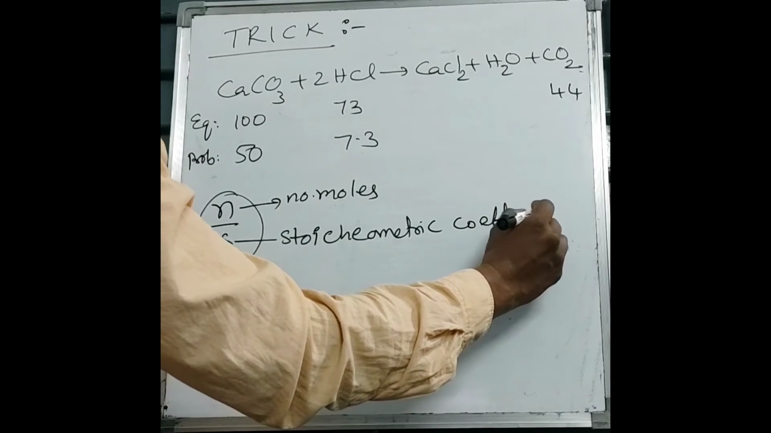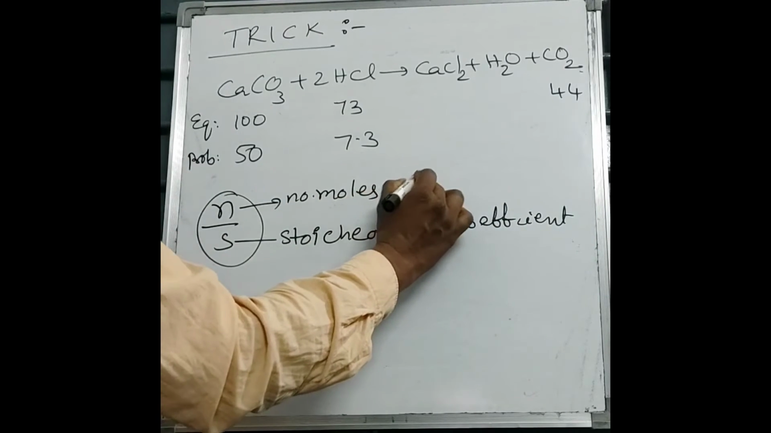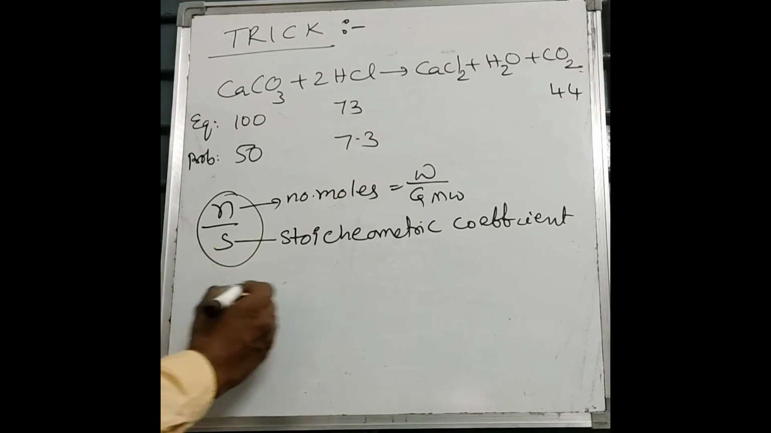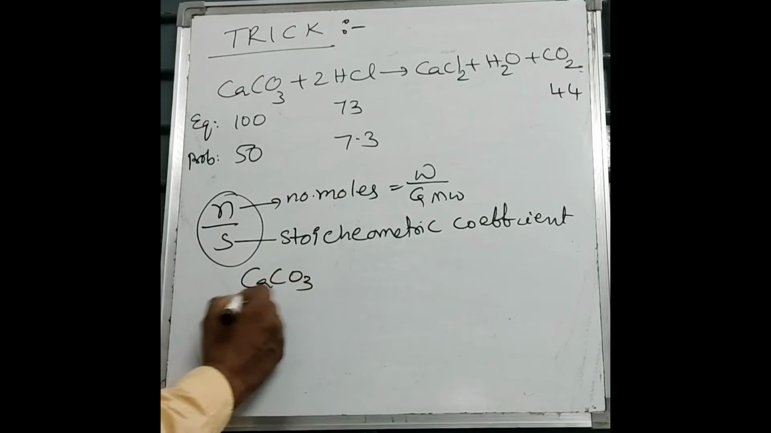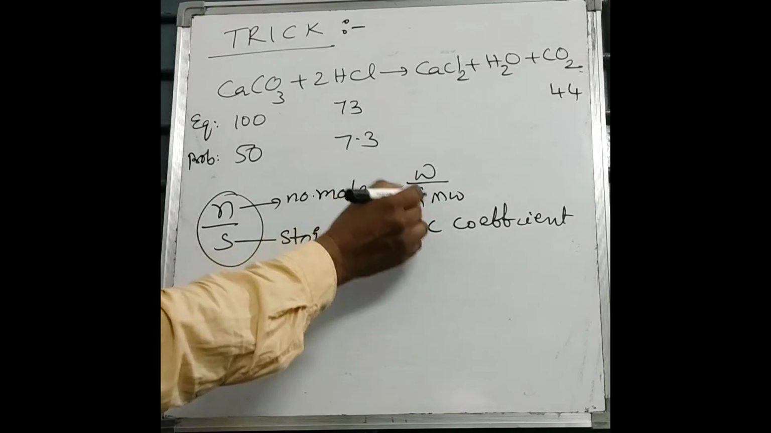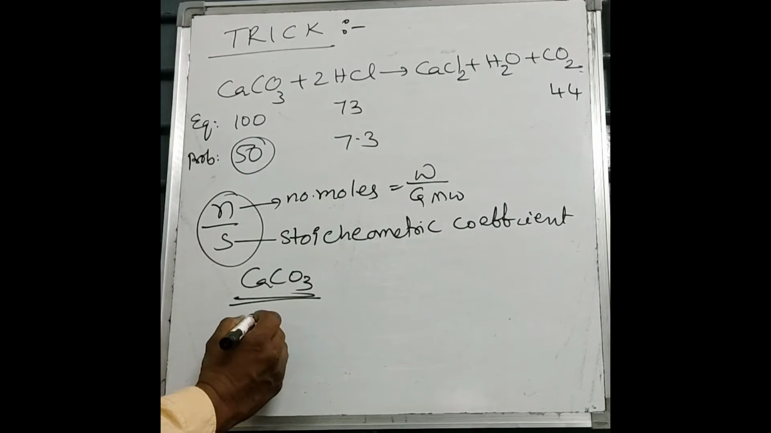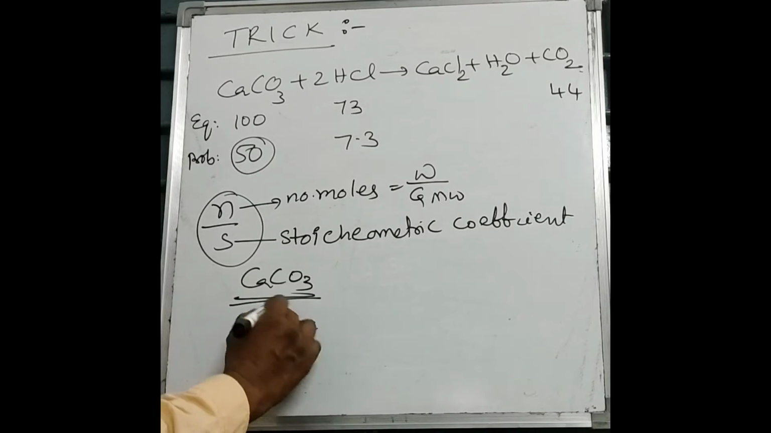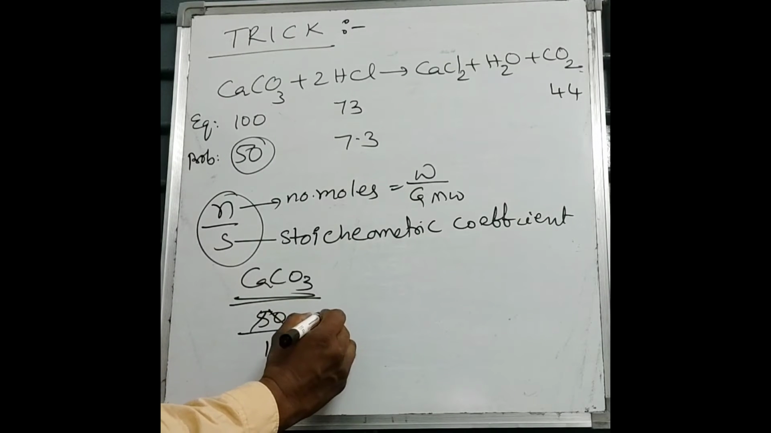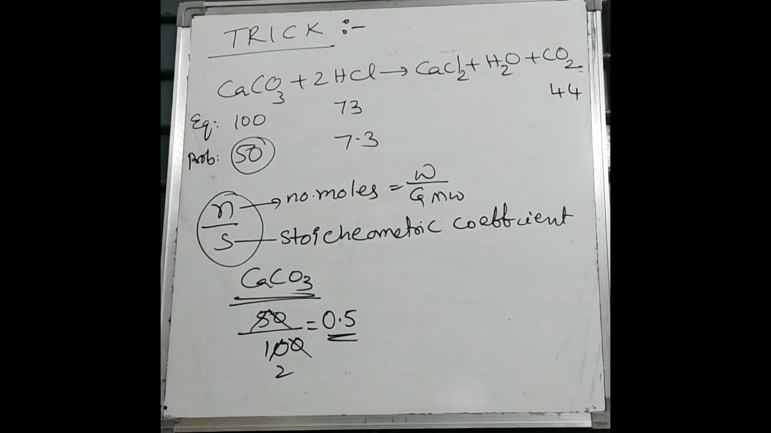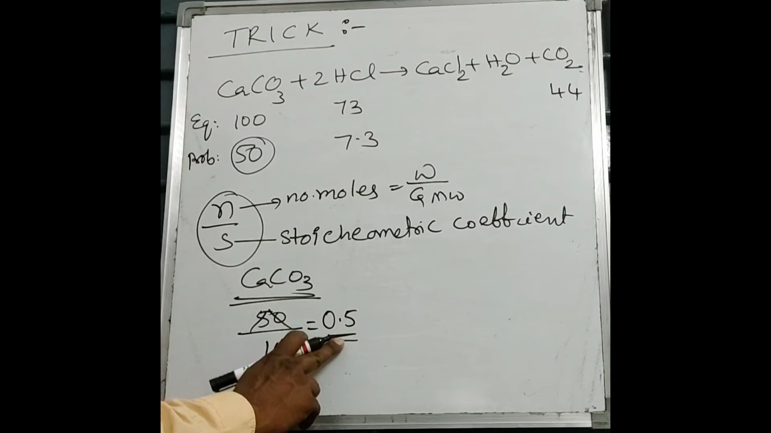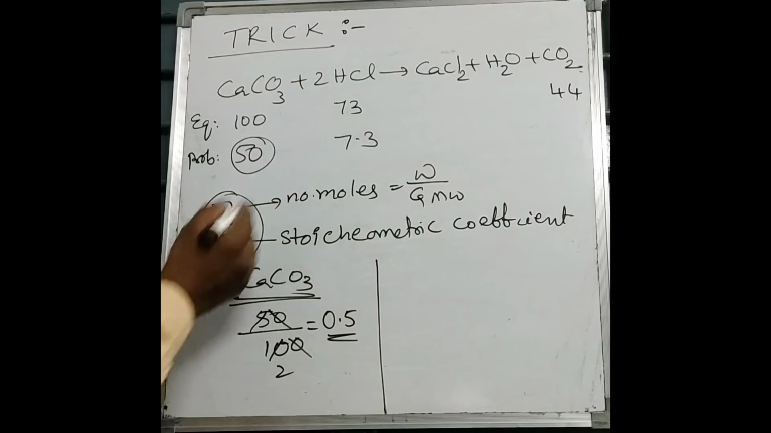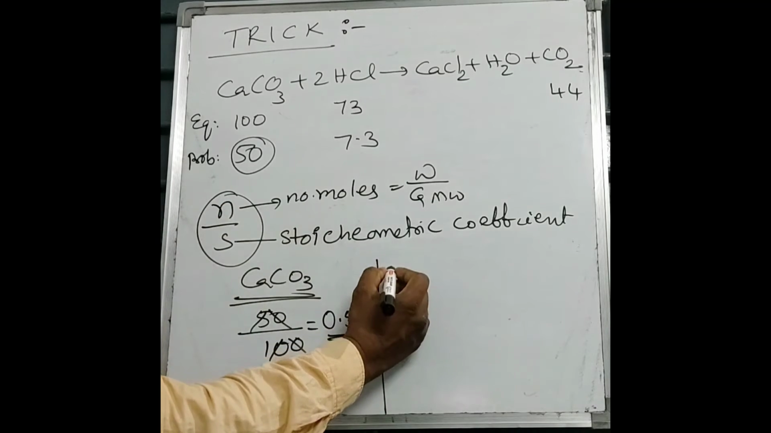We know, students, number of moles equals weight by gram molecular weight. So for calcium carbonate, what is the N value? Weight by gram molecular weight. Weight given is 50 grams divided by gram molecular weight, which is 100. That is 1 by 2, that means 0.5. That is the number of moles of calcium carbonate present here, 0.5. And for HCl also we are doing N by S.